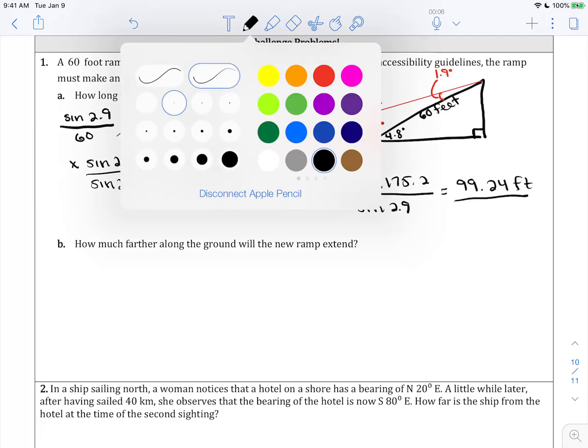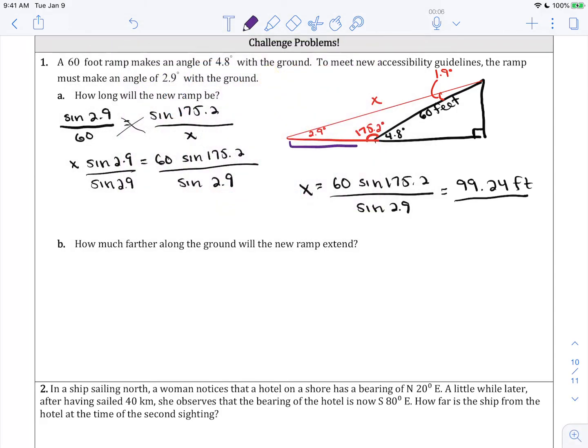So for this next problem, we are looking for this distance, right? We're figuring out how much further it extends along the ground. So I can set up another equation. We have some information. I have an angle and a side opposite still. An angle, I need to find another side opposite. I'm going to use law of sines. So sine 2.9 all over 60 equals sine 1.9 over y.